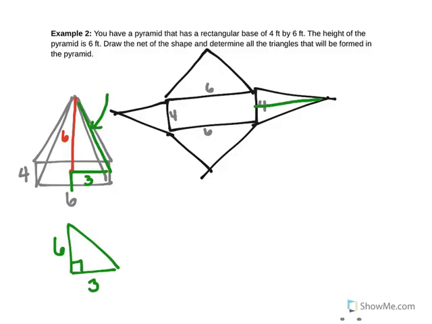So now we can use the Pythagorean theorem. Let's call it S, not H. The slant is equal to the square root of 6 squared plus 3 squared, which would make 6.7. So that's going to go with these skinny triangles.